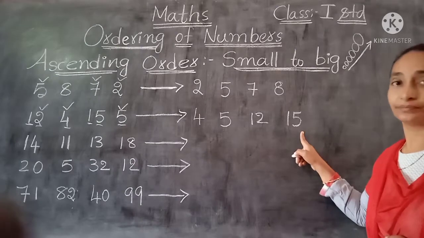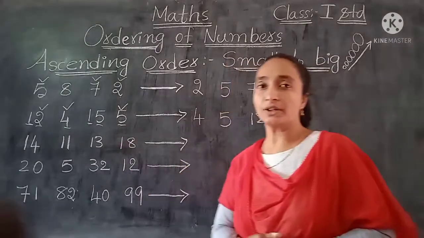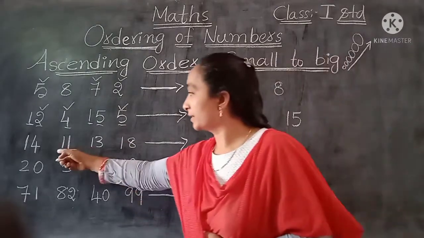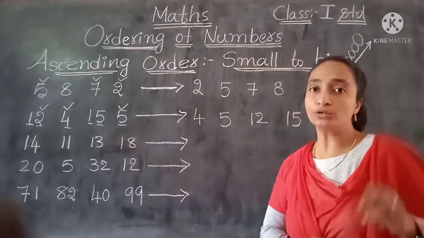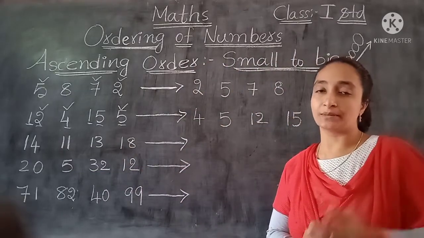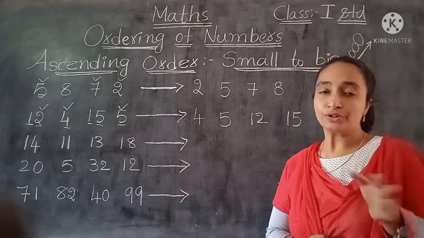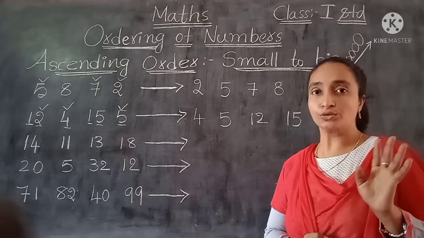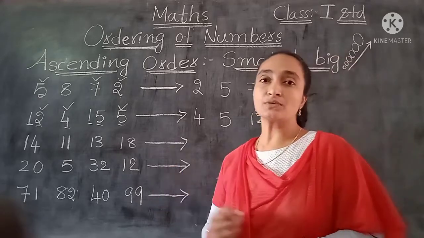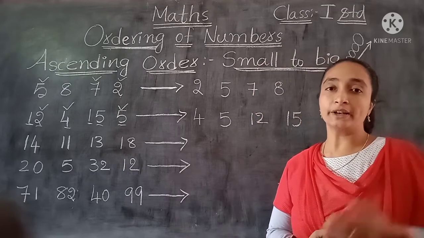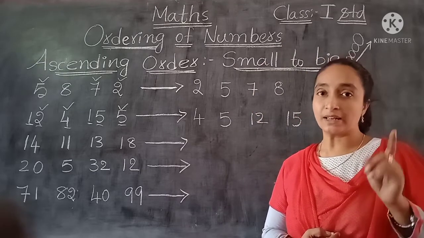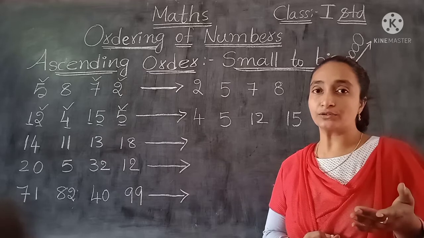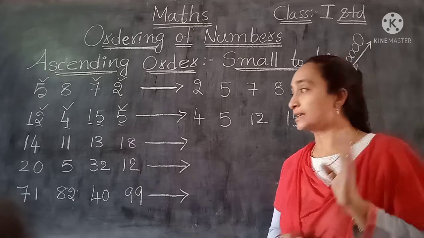Okay, completed. Now the next one, if you see, here all the 2 digit numbers are there. No 1 digit number, so we no need to separate it. All are the 2 digit numbers. Now next, what we have to do? How to identify which is the small? Next step is we have to check the tens place.